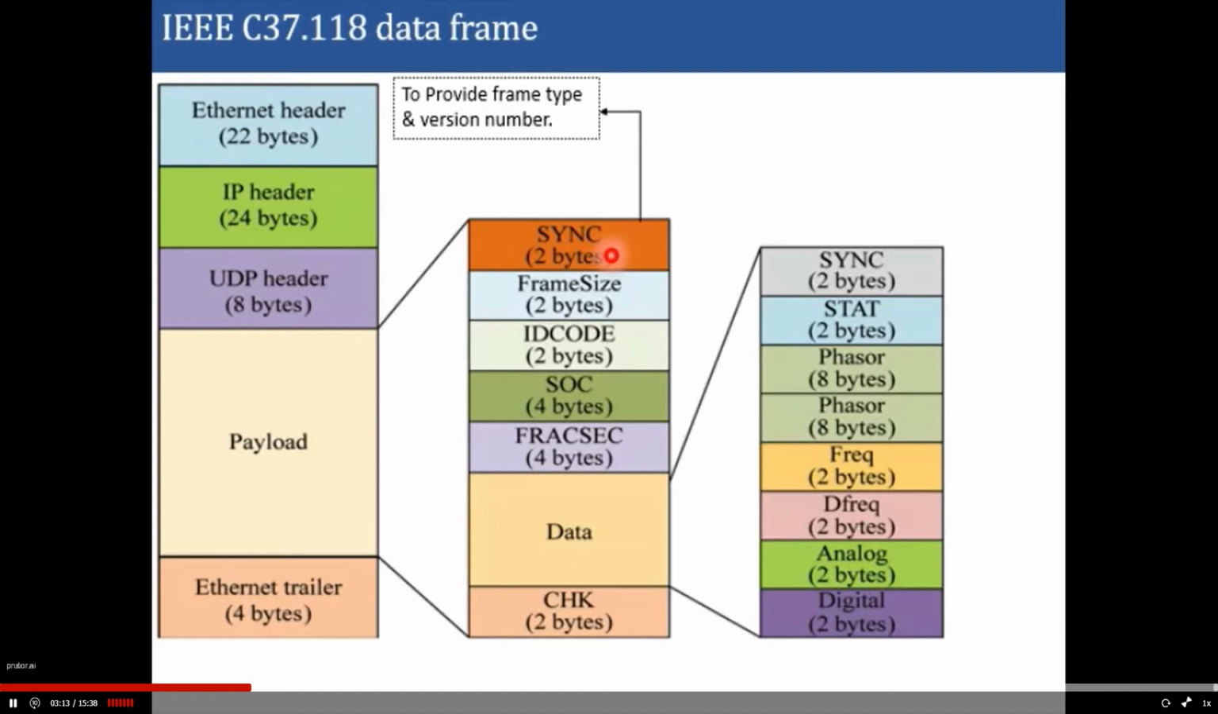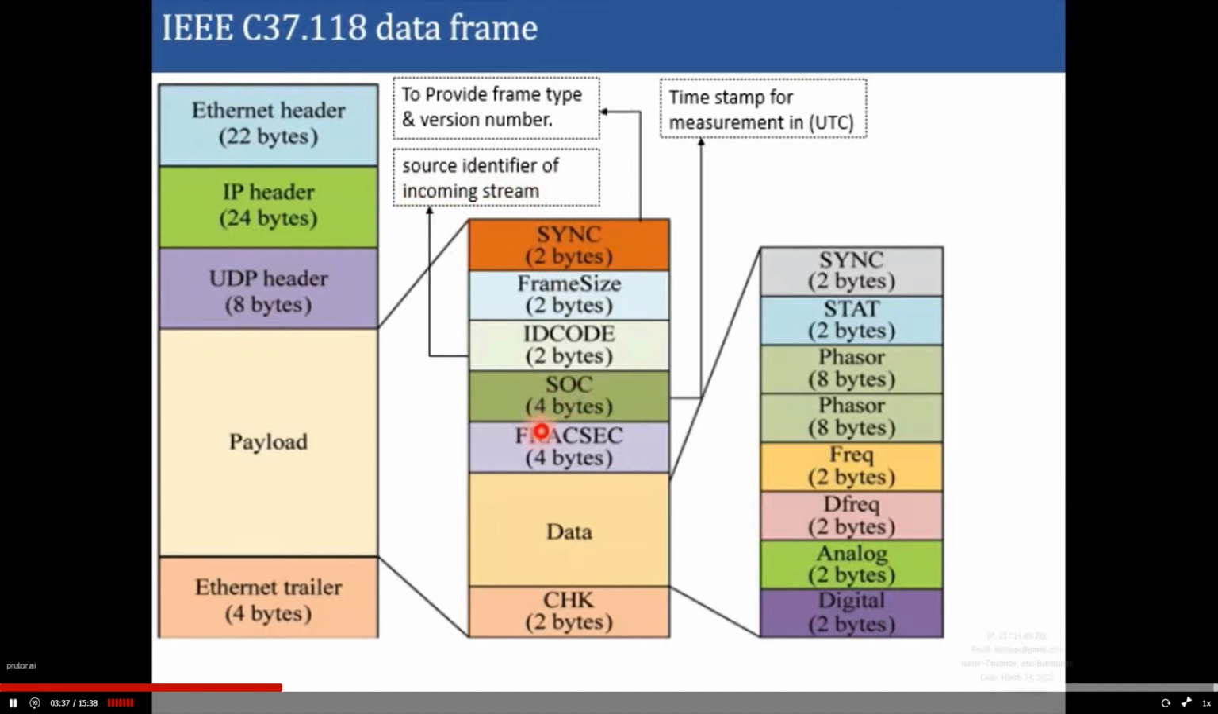So first 2 bytes correspond to sync. Sync is required to provide frame type and version number. Then we have frame size to define what will be the size of the frame. Then ID code of 2 bytes, which defines the source identifier of incoming stream. Then we have SOC, that is called second of century. This provides the information about the timestamp measurement, which is in UTC format, that is Universal Time Coordinated.